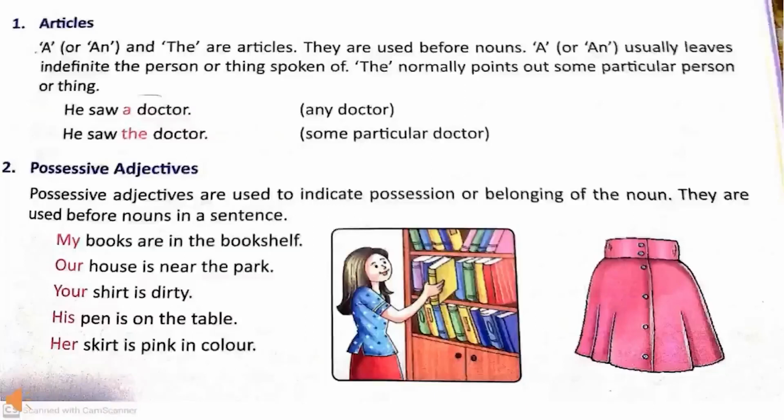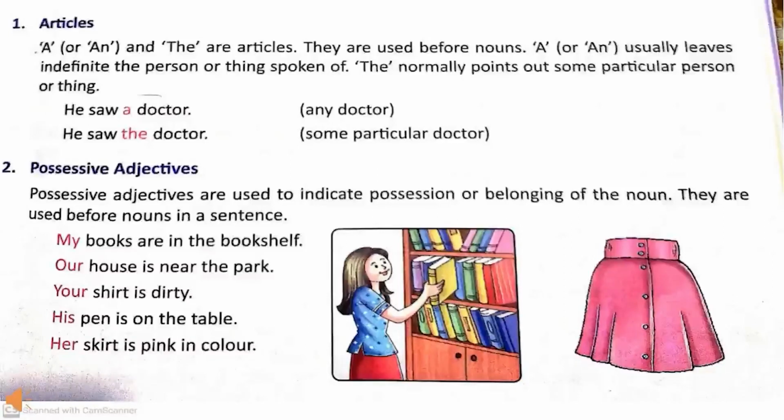Articles. Students, you all know that there are 3 articles, a, an and the. Articles a and an are generally used for an indefinite person or thing. And article the is used for some particular person or thing.